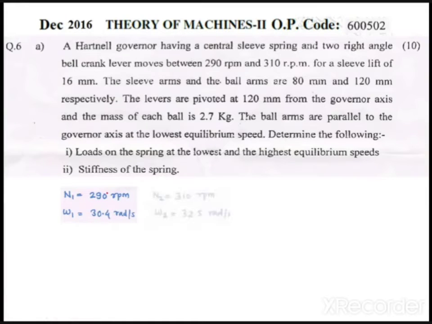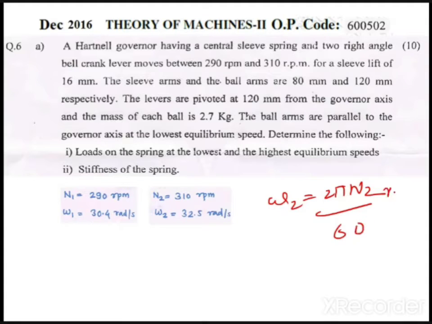Okay. Next, they have given N2 is equal to 310 rpm, so omega 2 is equal to 32.5 radian per second. Similarly, omega 2 is equal to 2 pi N2 upon 60 radian per second. I think no need to help you understand this, you know this. Okay. For a sleeve lift of 16 mm, for a sleeve lift, now in the analysis, I have explained what a sleeve lift is.